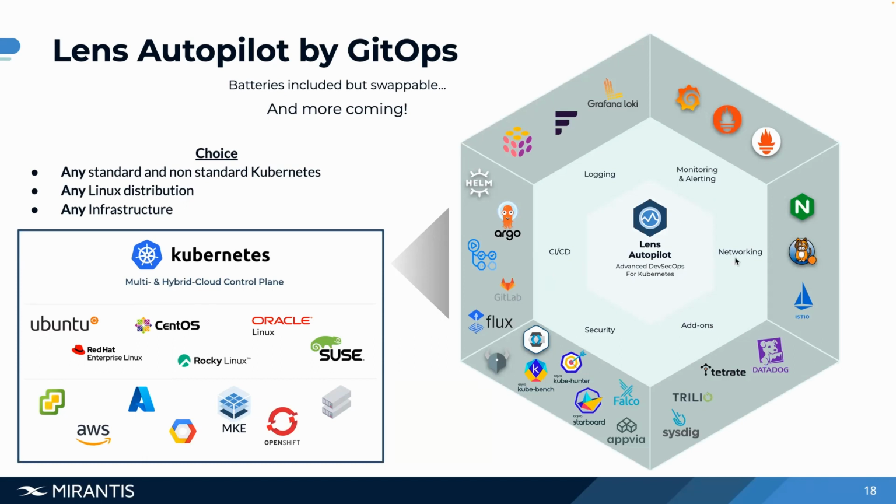But for applications. Networking, we have Calico, Istio, and Ingress as the default components. But again, we can swap these. So that's why we say batteries included, but swappable. We can change all these depending on again the choice that you have at that stage, right? Depending on the choice of your distribution, Linux and Kubernetes distribution, we can adapt all these.